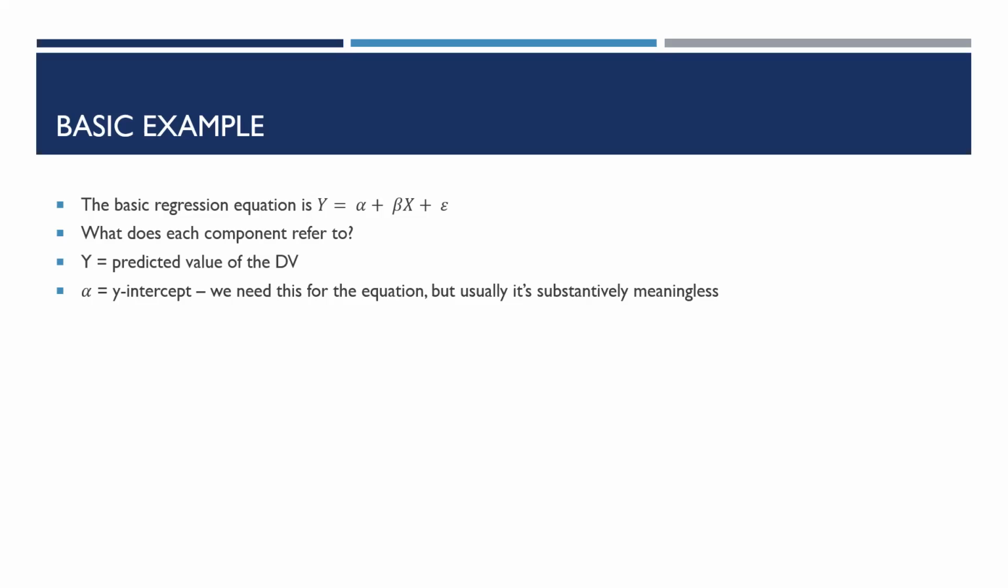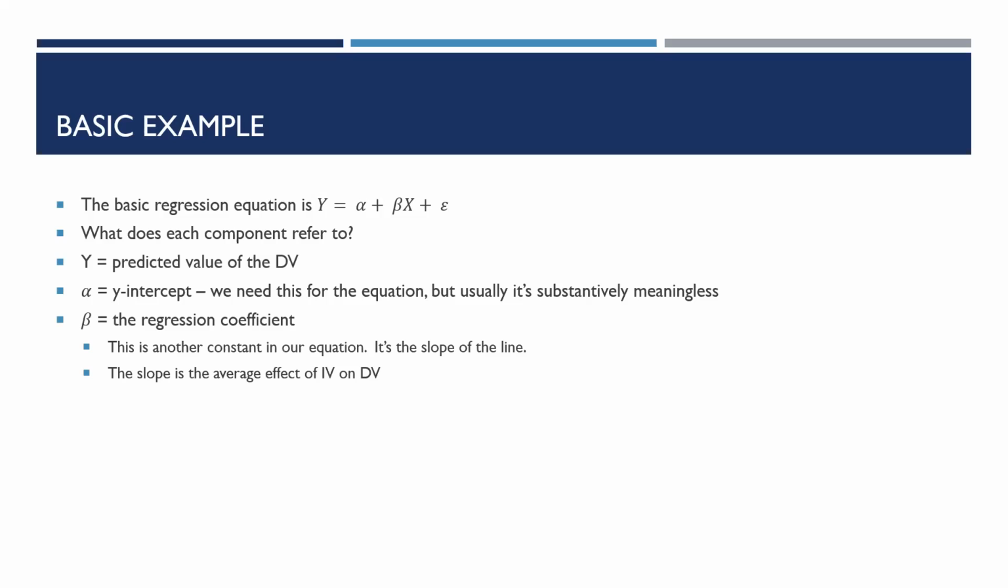And in your output in Excel, this can be labeled a couple of different ways depending on which package you're using. Sometimes it's labeled as the intercept, which is what Excel does. In programs like Stata, it'll be called the constant. Constant and intercept, they refer to the same thing, right?